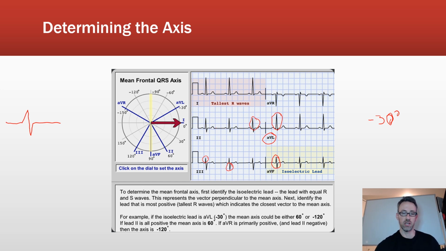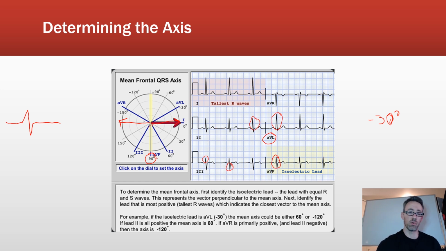So if we look over here at our degrees in the chart, here's AVF at 90, right? And you notice that that's our isoelectric lead. So if that's our isoelectric lead, that means that the mean electrical force could either be moving directly towards 1 or actually moving directly away from 1, because it only tells us that it's 90 degrees to it. It doesn't tell us towards 1 or away from it. And what you'll notice is that 1 is upright, which means that the electrical force must be moving towards lead 1, not away from it.